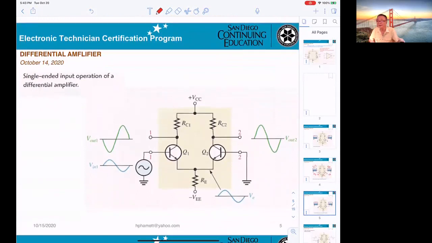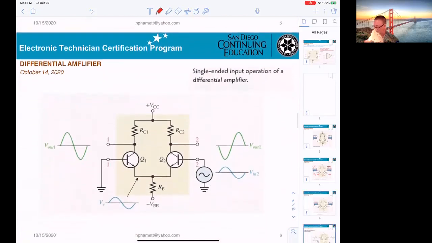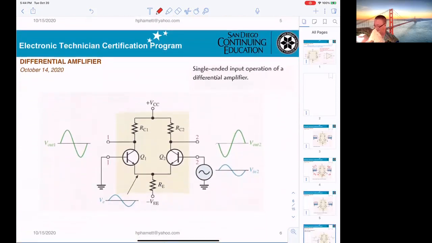Now, this one is just giving you a little more detail. They give you a Q1 sideways, and the output will be opposite. Also, the output of Q2 will be common base, and will be in phase. They just reported on this, okay?